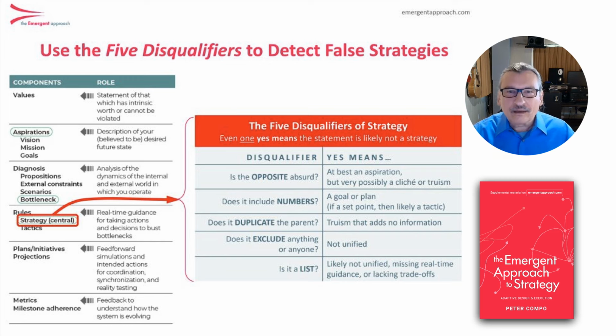a cliche or a truism, something that adds no information. And so my final point will be almost all of traditional tests pass if you give a yes answer. Here, a yes answer fails. So in a traditional test, does your strategy tell you what not to do? Yes, passes. Here, is the opposite of your strategy absurd? Yes, fail. So those are the 5 disqualifiers.